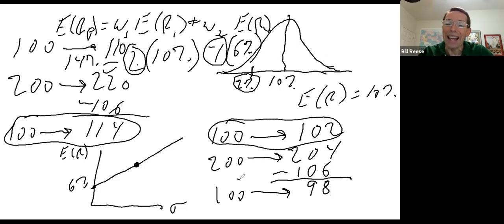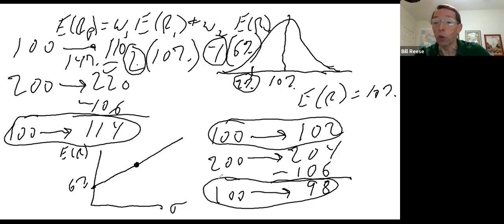But because I leveraged, I did worse than that. I got a negative 2% rate of return. So again, when things go well, they go better with leverage. But when things go poorly, they go worse with leverage.